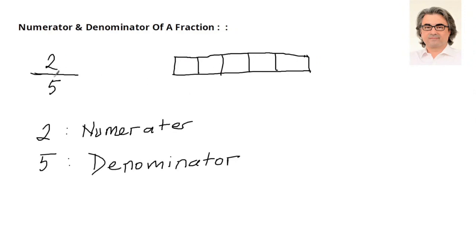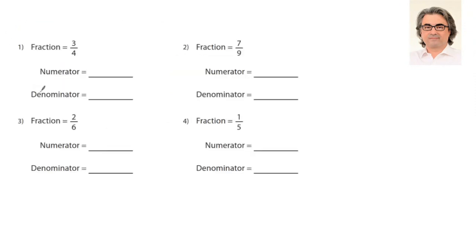What about 2? The number of equal pieces taken. For example, colored. Now let's color 2 of them. I colored 2 of them. I colored 2 of 5 equal pieces. Now, did you understand the meaning of 2 and 5 here? I think you understand. So let's continue with the next page. On the next page, we have an example, very easy.